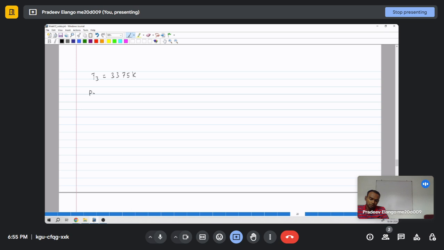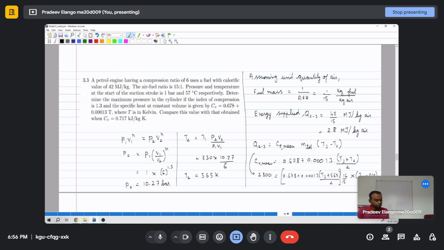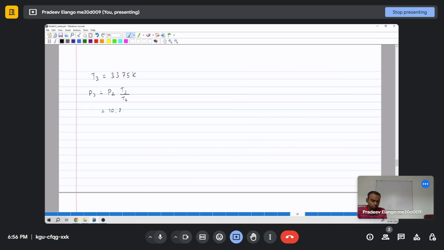So now we can also calculate the pressure value. So P3 is equal to P2 into T3 by T2. So P2 is 10.27 into 3375 divided by 560. So this is 61.35 bar.